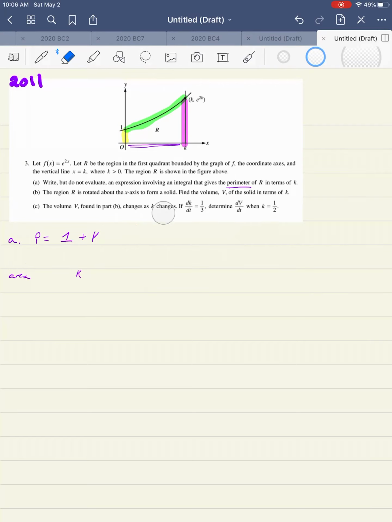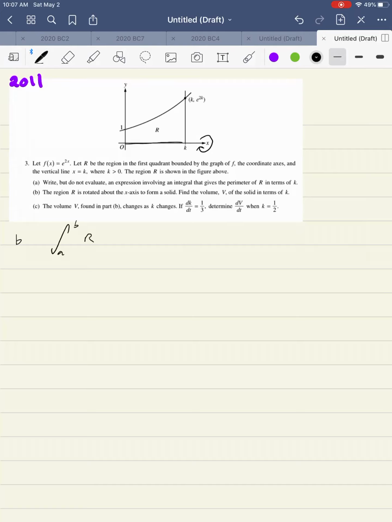All right, question B says, well, now I'm going to spin this thing. So I'm going to spin it around the x-axis. So when I spin this thing around the x-axis, this is going to be a disk method because it's solid, there's no empty space. So it's going to be the integral from a to b of the radius squared dx with a pi out front, pi r squared. Because pi r squared is the area of one circle slice, and then the dx is what makes it a volume.